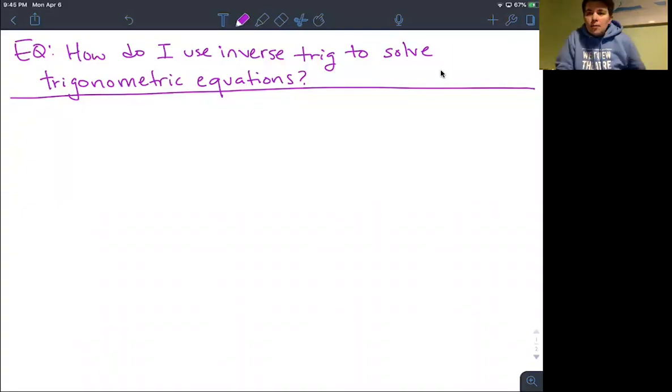Okay, guys, so I am going to run through the notes that I did with fifth period already. So this is just the first part of Unit 9, which is solving trigonometric equations.